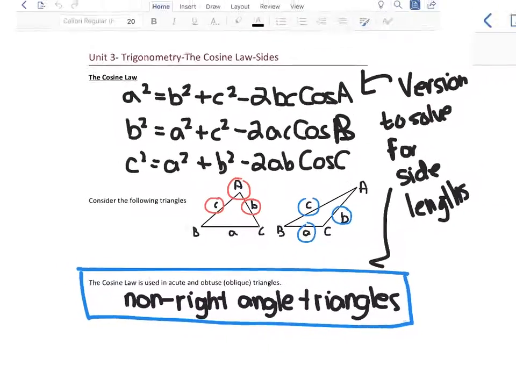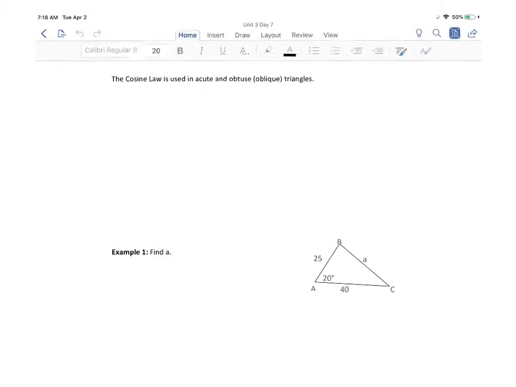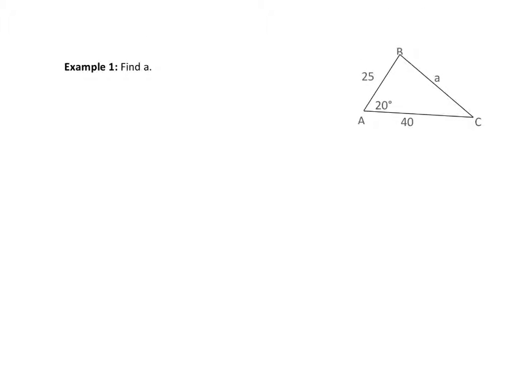So what we're going to do is look at an example of how this might work out. So find A. What they've given us is this triangle here, and they're saying solve for A. And what you'll notice is we've been given an angle and two side lengths. There's no relationship between anything. We can't solve anything else, so we have to solve for little a. So what we do is we use the cosine law.